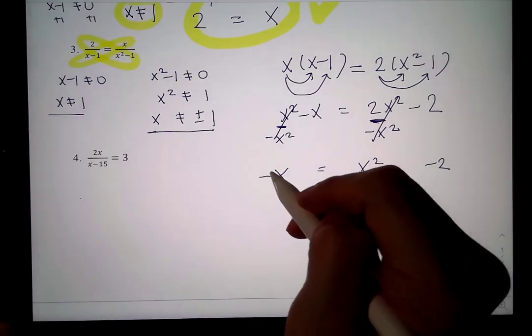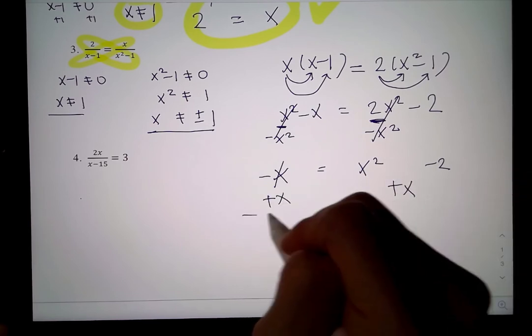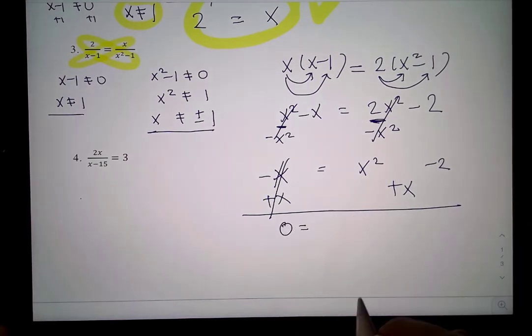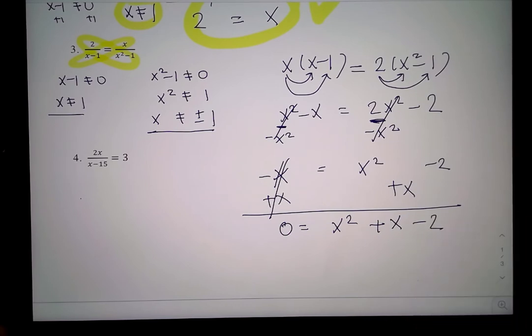So get rid of this to make it 0, so plus x, then you cancel this 2 and will be 0, and this side you get x squared plus x minus 2, right? So now you got quadratic equation like that. Then what do we do?